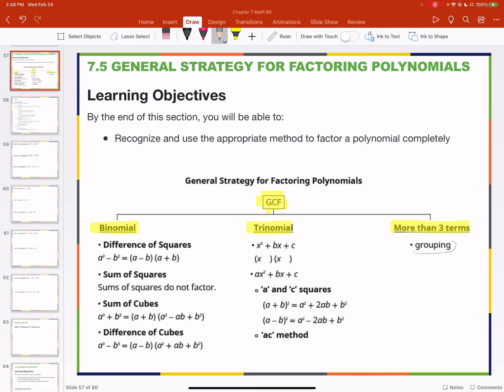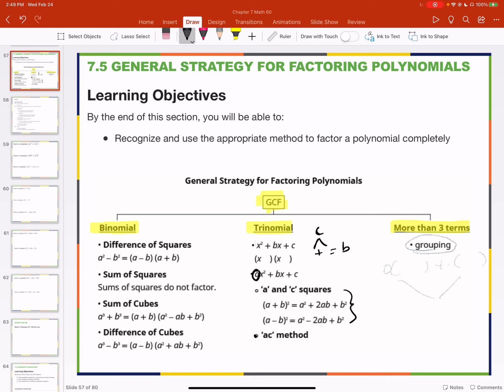So if it's more than 3 terms, you do factoring by grouping, where we split it up into 2 different ones, and then we take the GCF from each, and then we combine them. If it's a trinomial, then you ask yourself, is the first number, the leading coefficient, a 1 or something else? If it's a 1, then you just do the factors of C that combine to become the middle term. And if it's more than 1, we notice that if they're squares, you can use a special product, if it's a perfect square trinomial, or we can use the AC method.